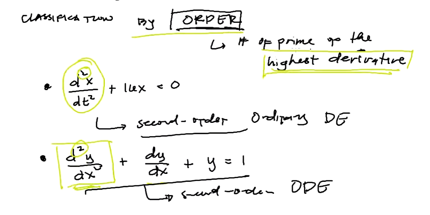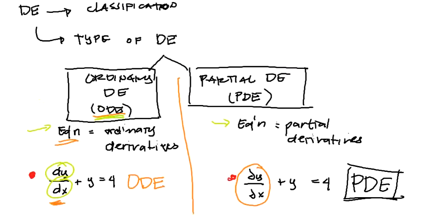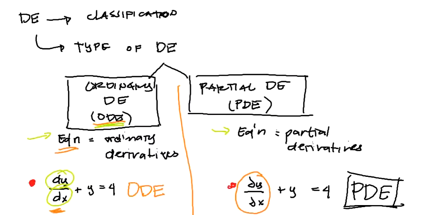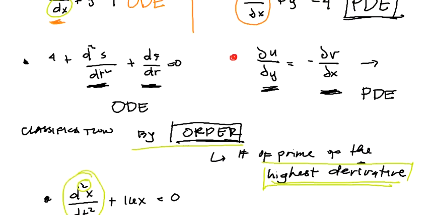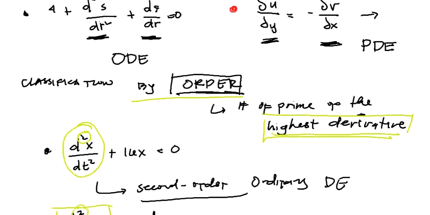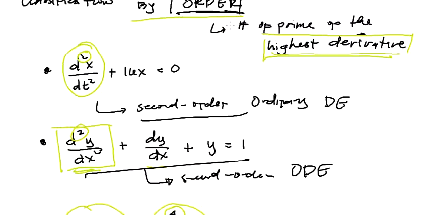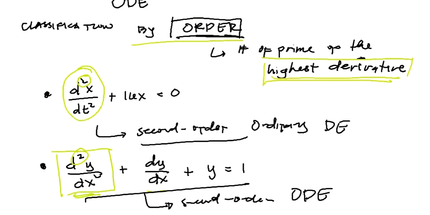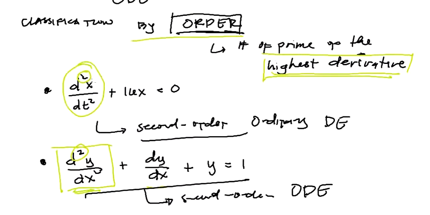So once again, aside from the classification of DE by type, we have the order. And the order of DE is the number of prime of the highest derivative. So first, we need to determine the highest derivative of the given differential equation. So for our example 1, we have only one derivative. So the prime of the highest derivative is 2. So we have second order differential equation.